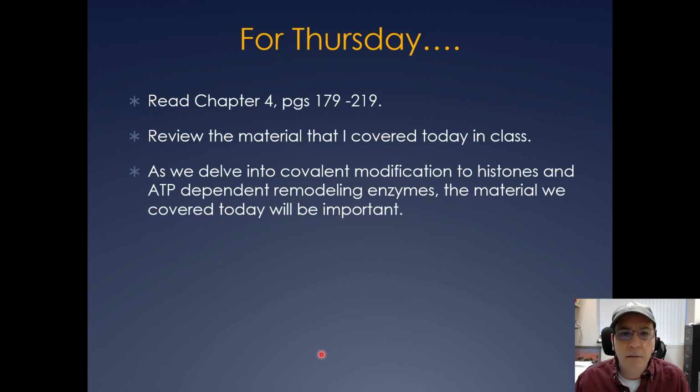And so that's all I really have for today. Read your assignment for chapter 4. I notice this is probably for edition 5. I forgot to put the edition of the book. I don't have the reading for edition 6, but it's going to be on your syllabus. And review the material I covered today in class. As we get into the histones and ATP-dependent remodeling, a lot of the stuff that I covered today will be important when we get into cell signaling. We'll see more with G proteins and the kinases and all that kind of good stuff.